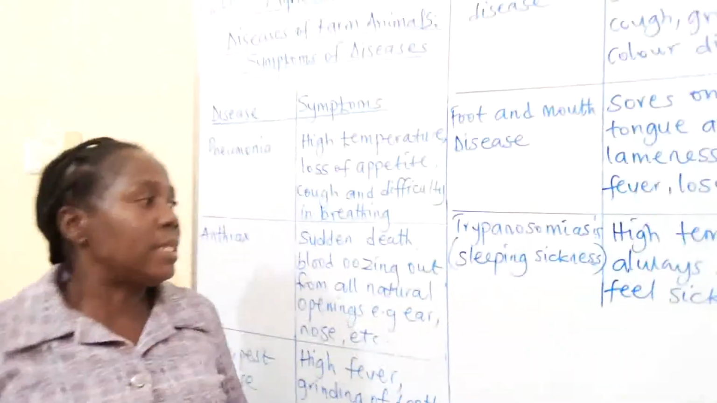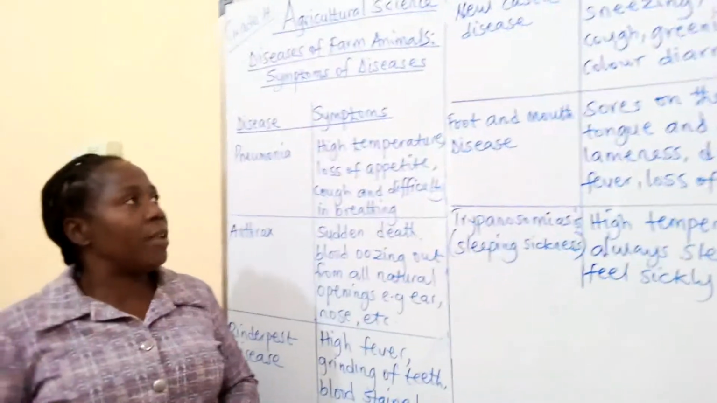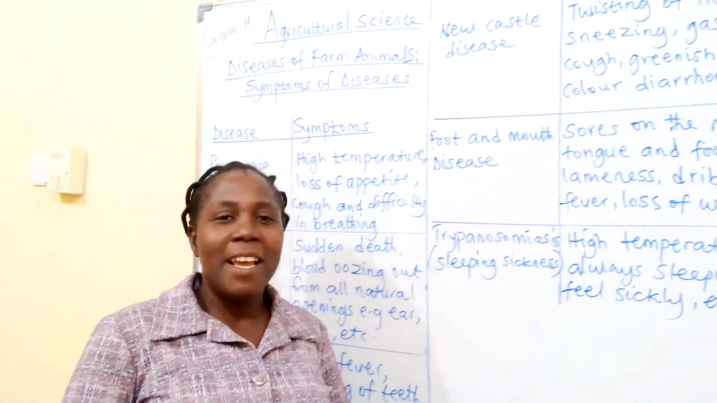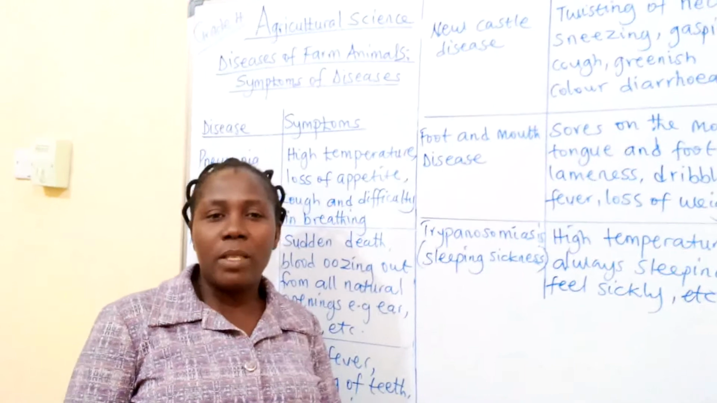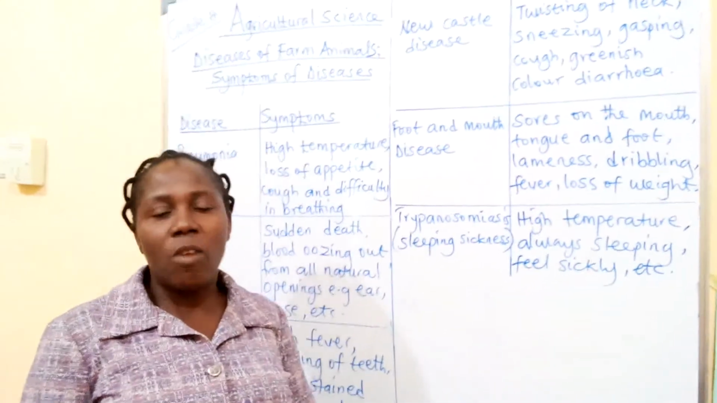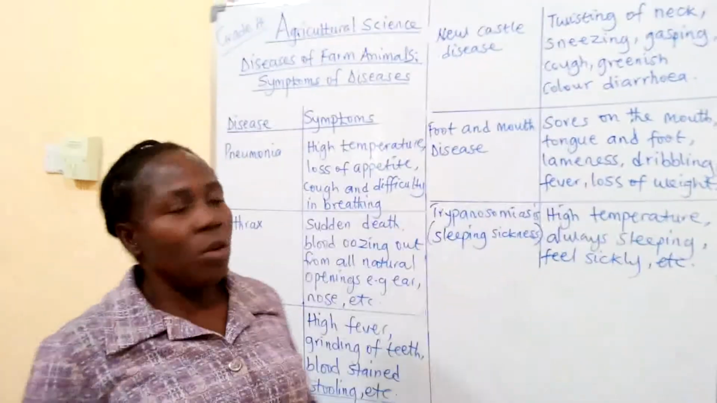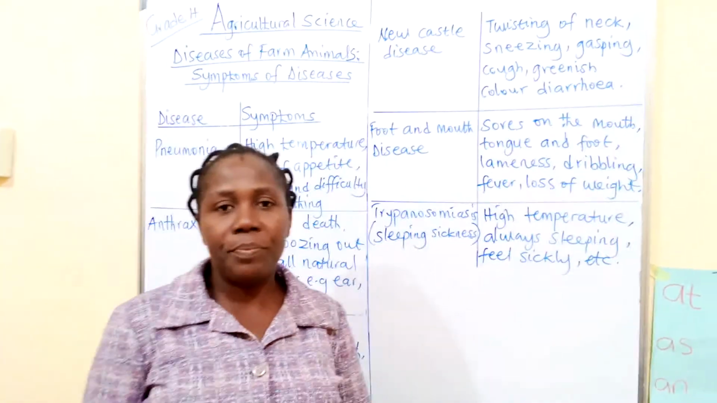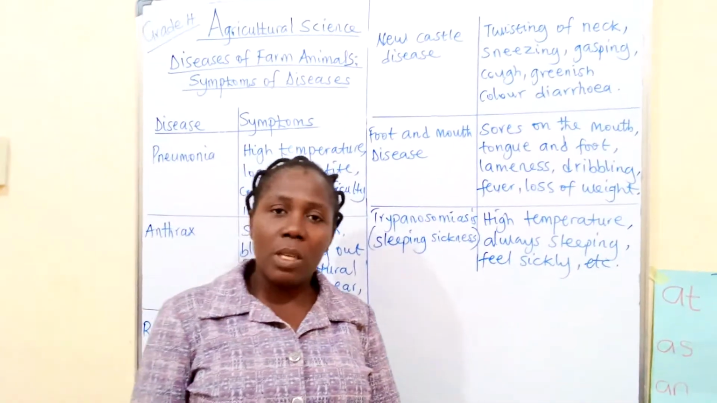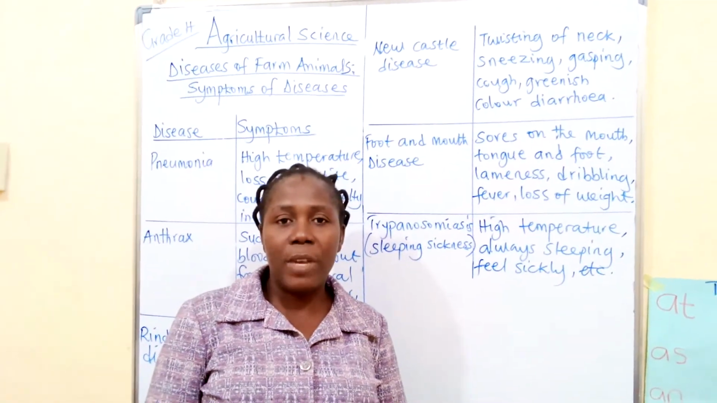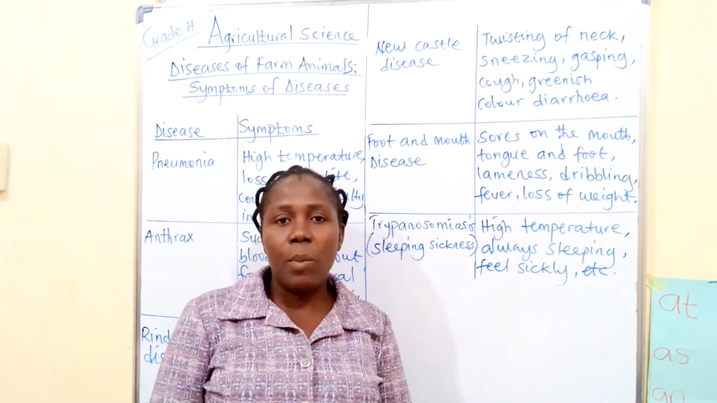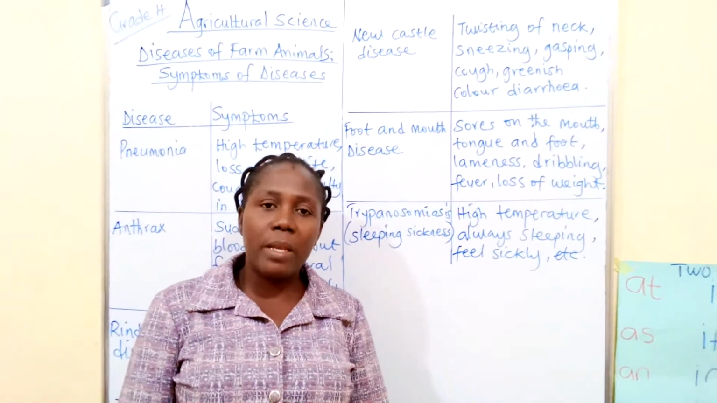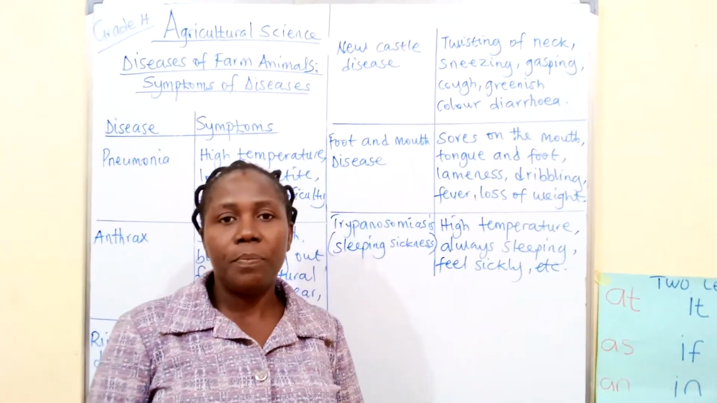All right, these are the few diseases of the farm animals and their symptoms. Then what we want to look at again are the general methods of prevention and control. How do we control these diseases in our farm animals? Number one is vaccination. The animals also are given vaccine. They are vaccinated against some diseases. Examples of such diseases that animals can be vaccinated against are rinderpest and Newcastle disease.